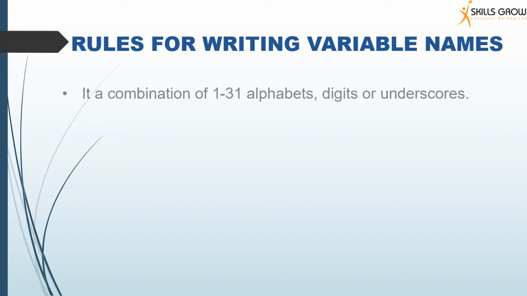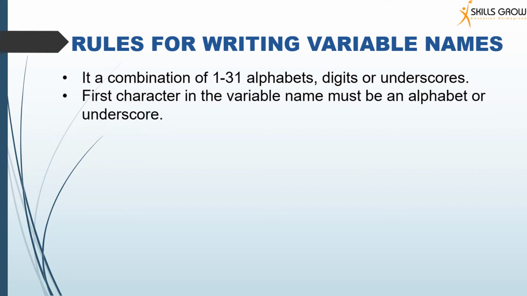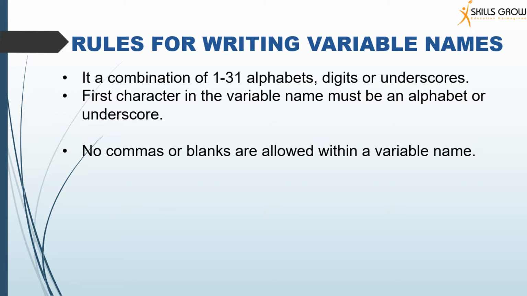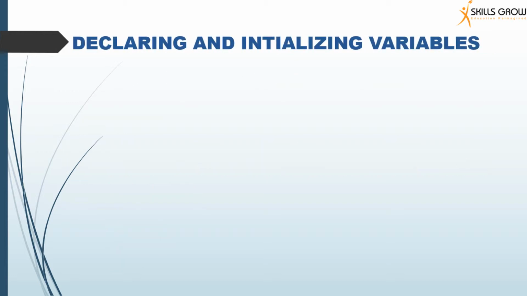Rules for writing variable names. A variable name is a combination of 1 to 31 alphabets, digits or underscores. First character in the variable name must be an alphabet or underscore. No commas or blanks are allowed within a variable name. No special symbol other than an underscore can be used in a variable name. Here are some examples.